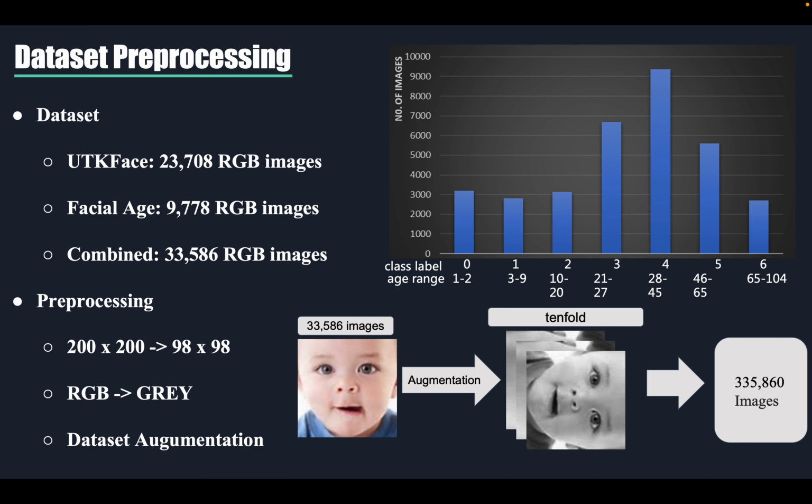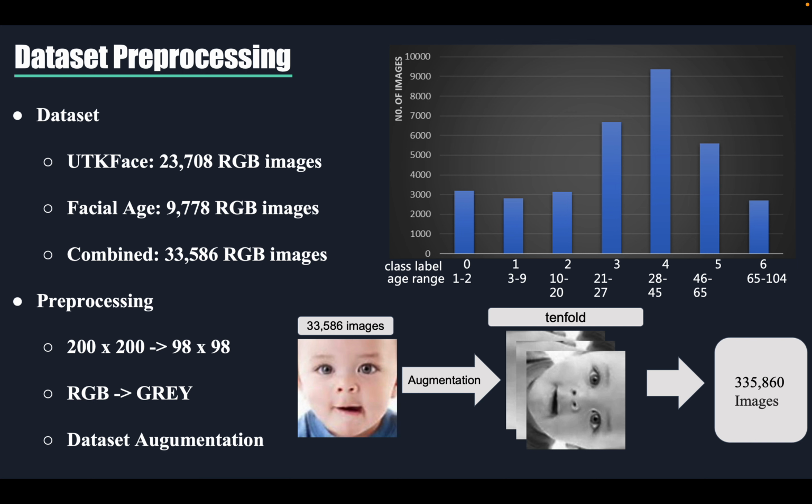Then, we pre-processed the combined dataset and resized images to 98 x 98 pixel size to speed up the training process. It is also worth mentioning that we converted all training images in the combined dataset from RGB to gray to improve the classification accuracy. Last but not least, we chose to augment the training image samples in the combined dataset to increase the amount of data for the model to train with.